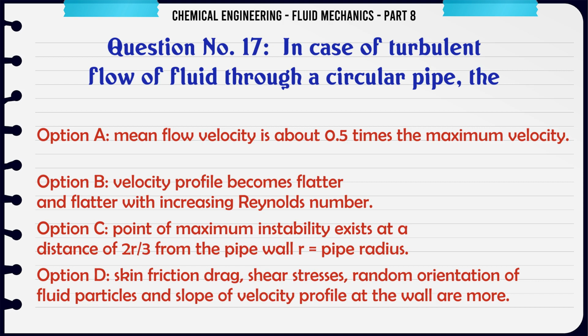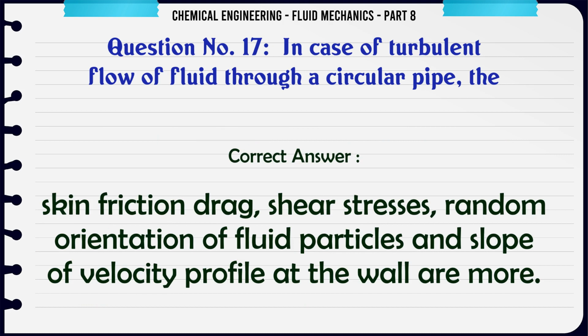C. Point of maximum instability exists at a distance of 2r/3 from the pipe wall, r = pipe radius. D. Skin friction drag, shear stresses, random orientation of fluid particles and slope of velocity profile at the wall are more. The correct answer is: skin friction drag, shear stresses, random orientation of fluid particles and slope of velocity profile at the wall are more.